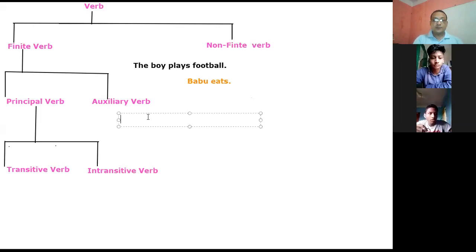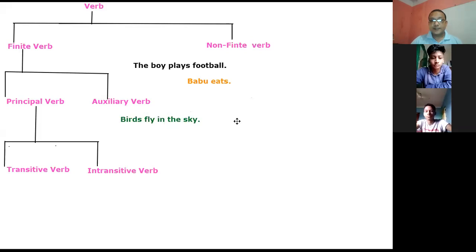Give an example. Birds fly. Birds fly in the sky. Okay. Araf raised his hand. Araf. Sir, the girl sings. The girl sings. Yes, sir.